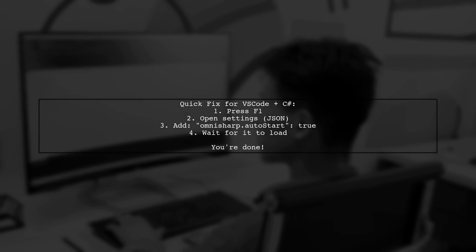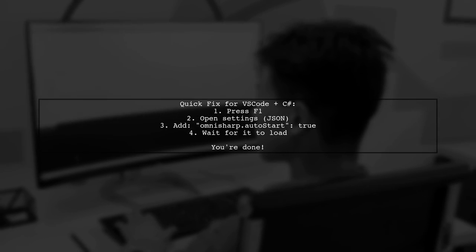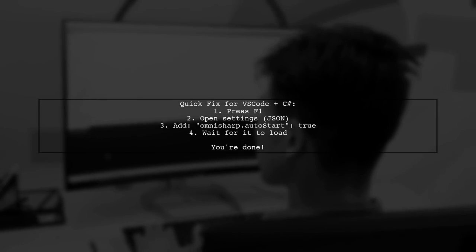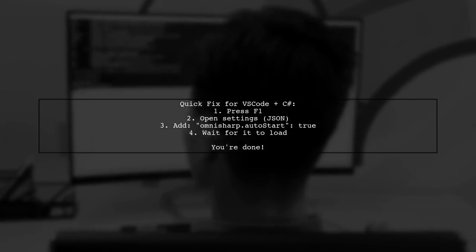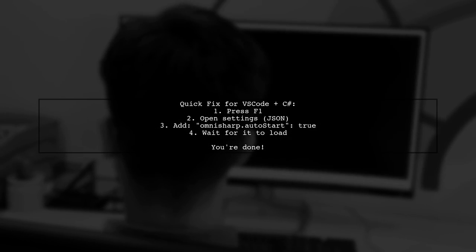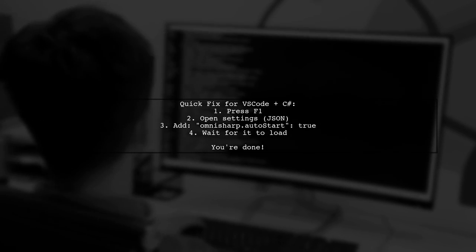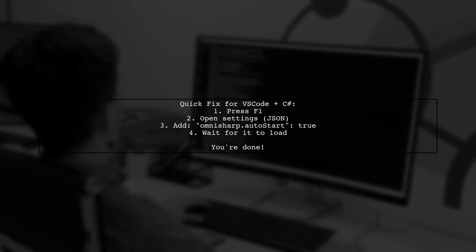To fix the issue of VS Code not showing errors with C# and OmniSharp, simply press F1 to open the settings in JSON format. Then add omnisharp.autostart set to true. Give it a moment to load, and you should be good to go.